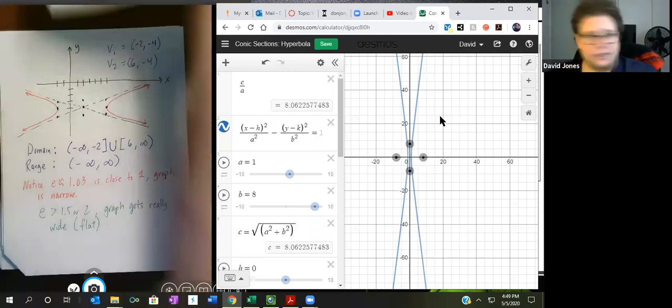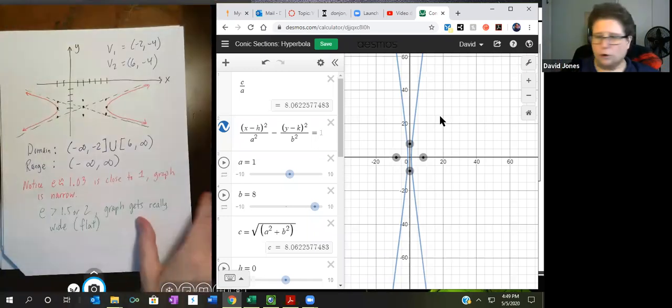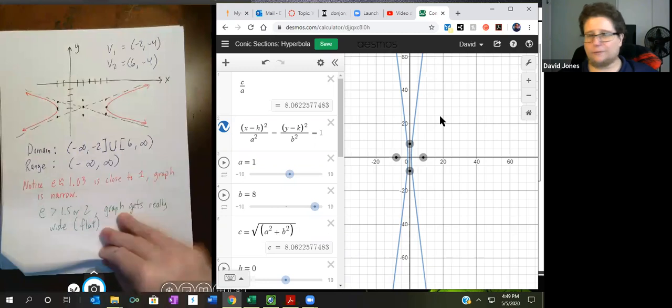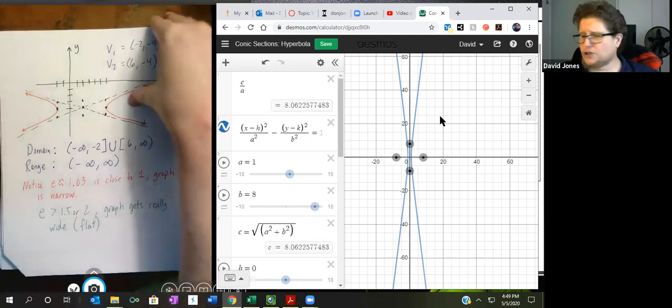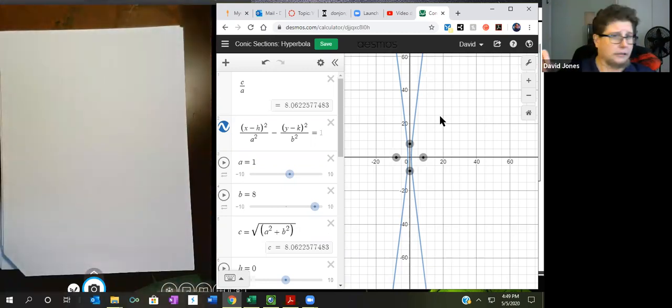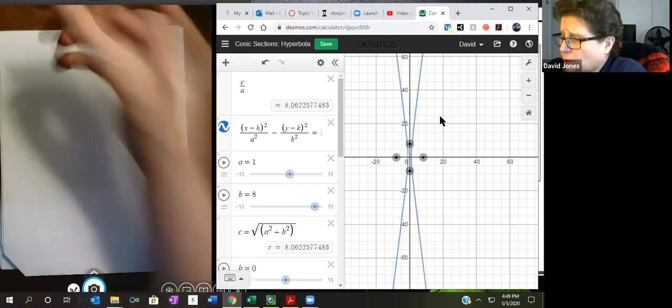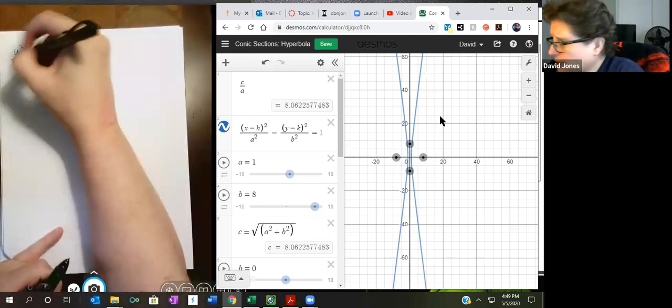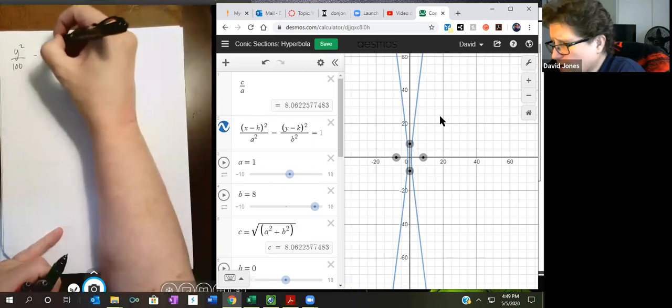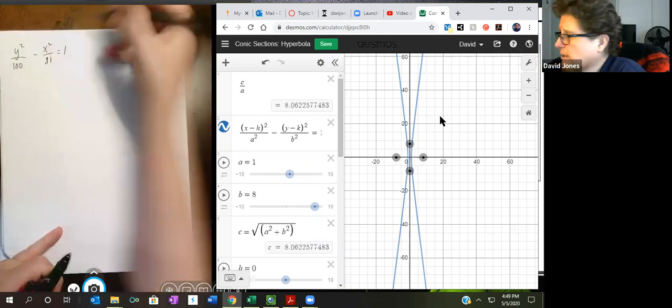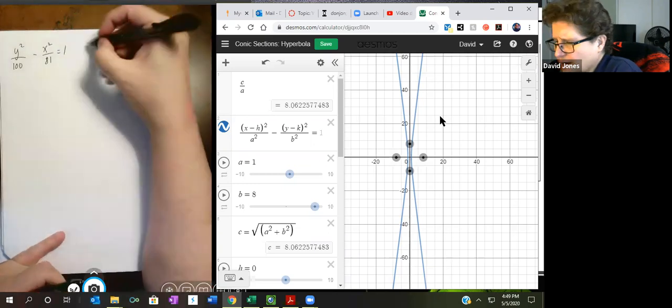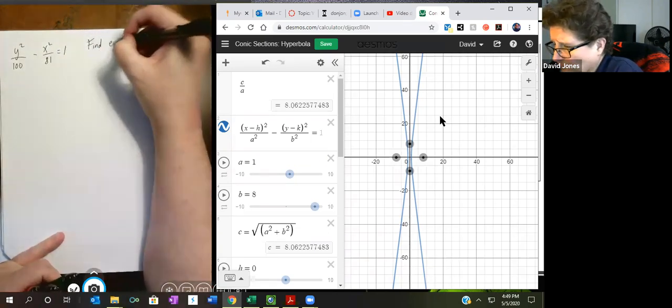Okay, let's do another one, and then we'll work backwards. We'll find the equation given some information. Let me give you guys one to try. So we're going to work with y squared over 100 minus x squared over 81 equals 1. Find everything and graph.